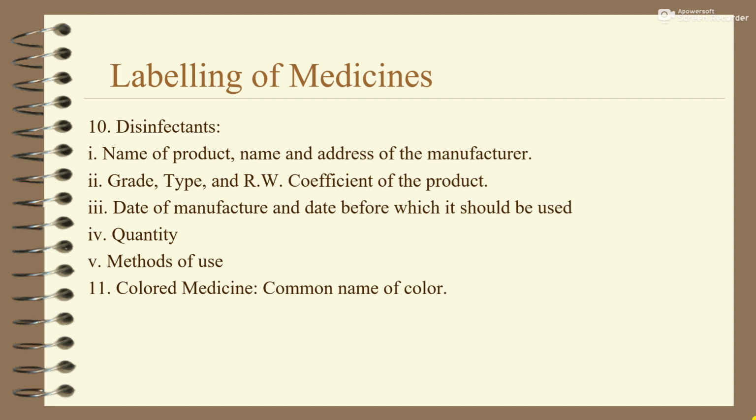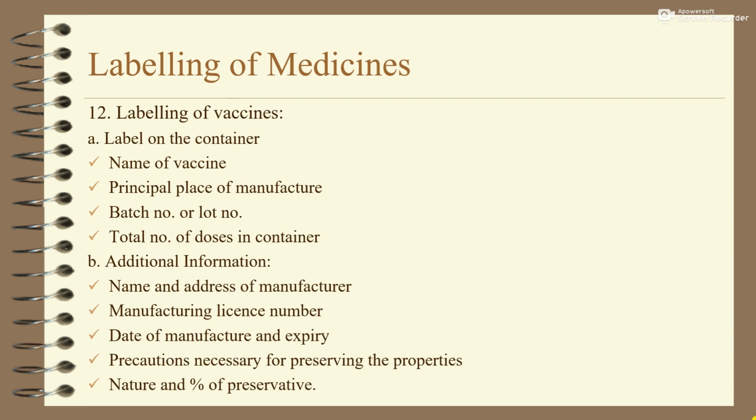Disinfectants. In case of a disinfectant, the name of the product, and the name and address of the manufacturer should be mentioned. Grade, type, then the coefficient of the product should be mentioned over it. Date of the manufacture and the date before which it should be sold or used. Then the quantity of the same should be mentioned over there. Method of use. Next is the colored medicine. The common name of the color should be mentioned.